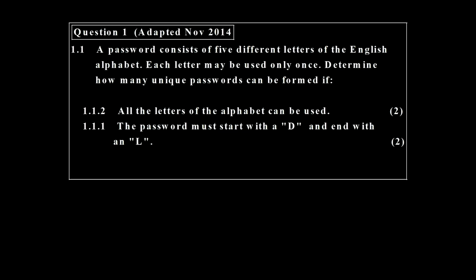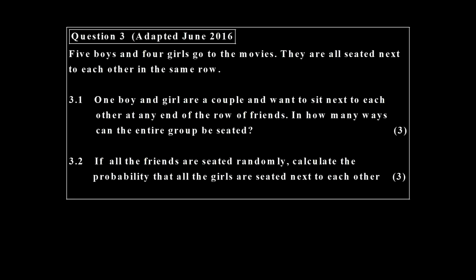We're not going to look at the solution, we're just going to look at 2014. There they have a password question, and they say maybe something similar. The password must start with a D and end with a L. There we have 7 cars, so there we have arranging the parking. Let's look at 2016, 5 boys and 4 girls. They need to be seated, and there's some restriction. 1 boy and girl is a couple, so they want to sit together. And then you have a probability there as well.